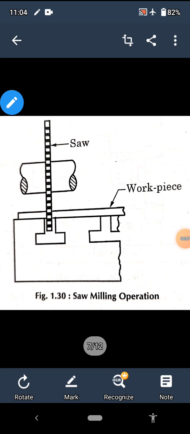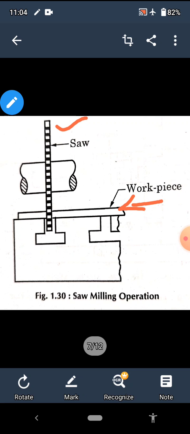Saw milling. It is the operation of producing a narrow slot or groove on the workpiece by using a saw milling cutter. The figure is in front of you. This is the saw milling cutter and this one is the workpiece.